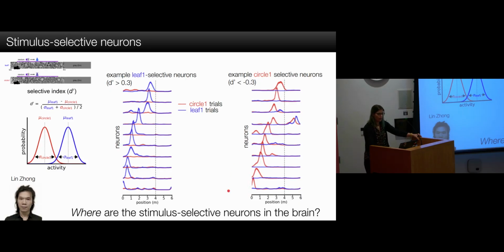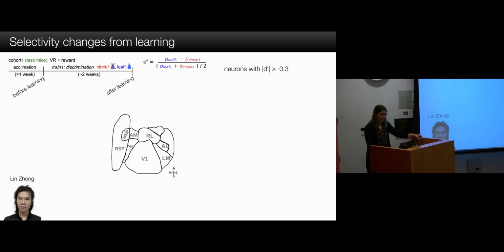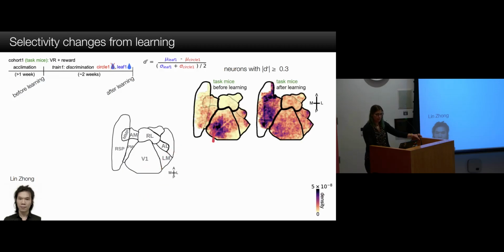And so we wanted to know, where are these stimulus selective neurons both before and after learning? I'll leave the brain map here as I show this. Basically, in primary visual cortex, there's a lot of neurons that are selective before learning, and that makes sense, right? Visual stimuli drive V1 very well. But then after learning, what we see is a really large increase in the number of selective neurons in these higher order medial visual areas, like retrosplenial cortex, AM/PM, areas that are more connected to hippocampus.